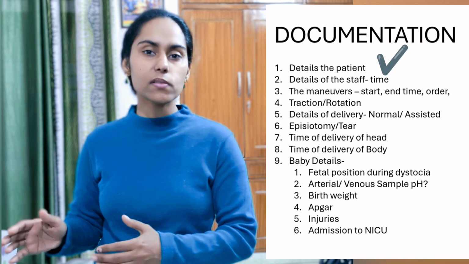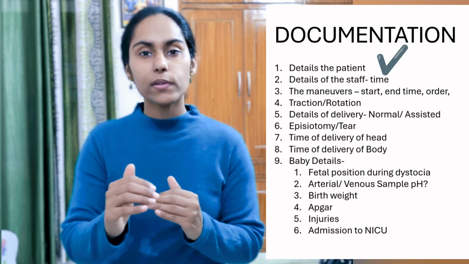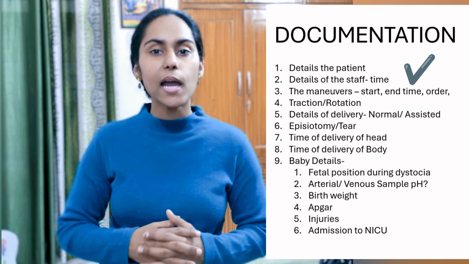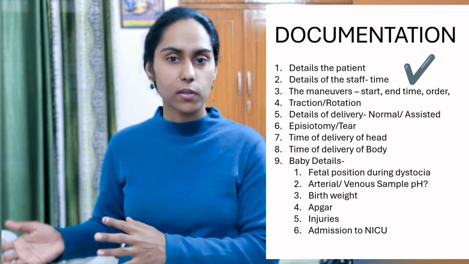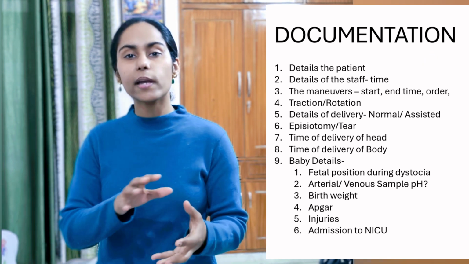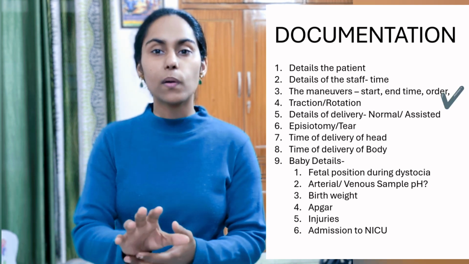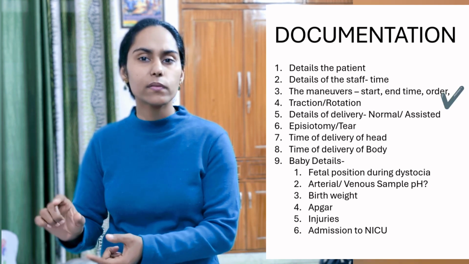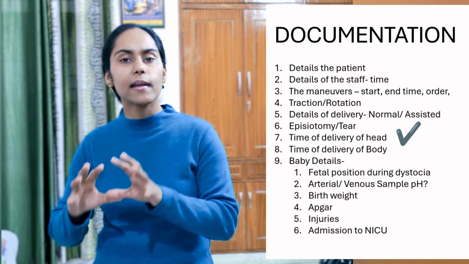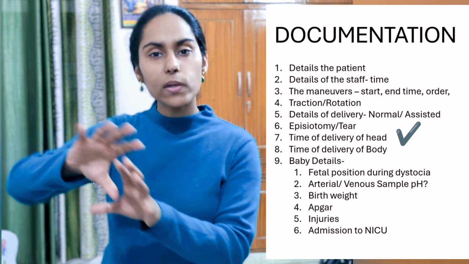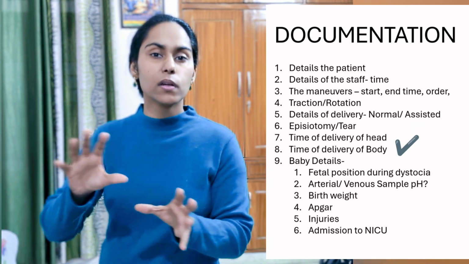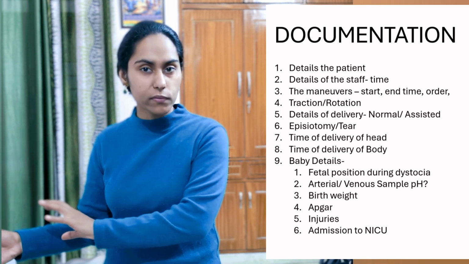After managing the patient of shoulder dystocia, an important thing is documentation. In that documentation, it should include the particulars of the patient, the details of the staff that were present before the shoulder dystocia, and also the add-on staff that came after the call for help. Then also write about the maneuvers that you performed, in which order, at what time they were started, at what time the head delivered, and how much time it actually took to deliver the body of the baby.